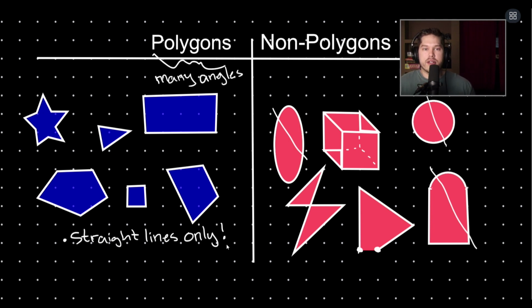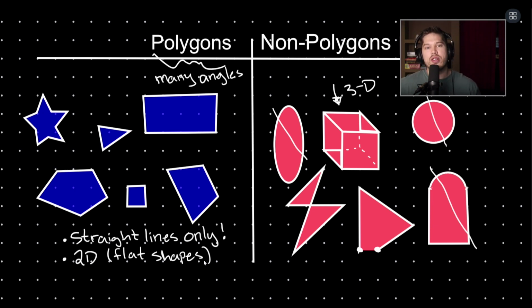Okay, what's another attribute we can recognize just by comparing and contrasting these two sides? Well, another one I quickly see is this cube over here in the non-polygon column. This is a 3D shape, and there are no 3D shapes in my polygon column. Another attribute for polygons is that they are all two-dimensional or flat shapes. There's no 3D shape that's a polygon. Polygons are flat, two-dimensional shapes.